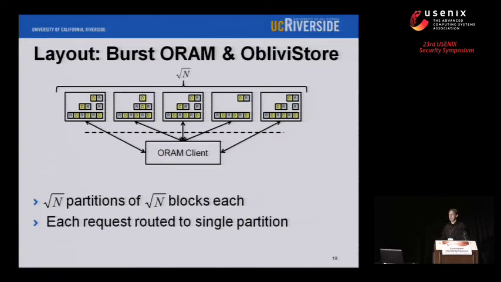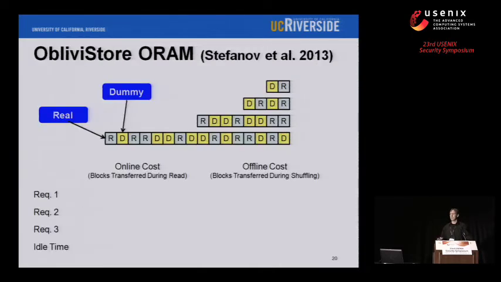So at a high level, Burst ORAM and ObliviStore are laid out similarly. The blocks on the server are grouped logically into these square root of n partitions, each of which contains square root n blocks. Each partition is itself a hierarchical ORAM structure. And each request will be routed to a single one of these partitions. For the details on why that is secure, I'll refer you to the paper. But we're going to look at how the behavior of one of these partitions differs between ObliviStore and Burst ORAM.